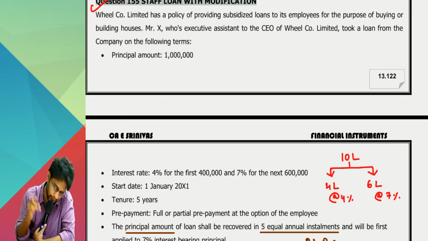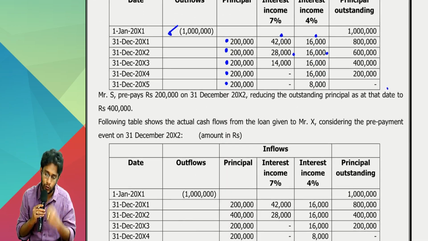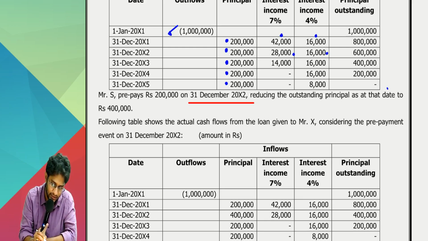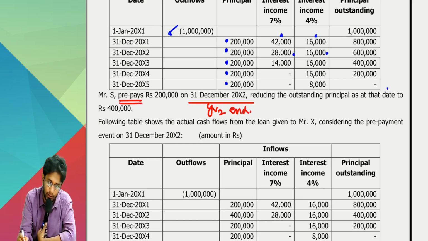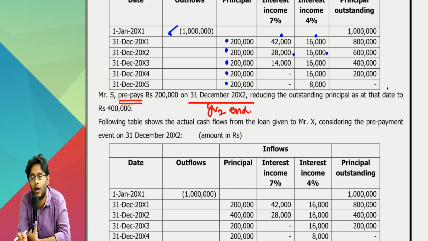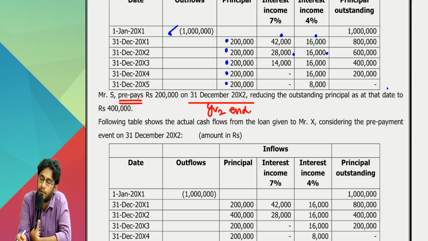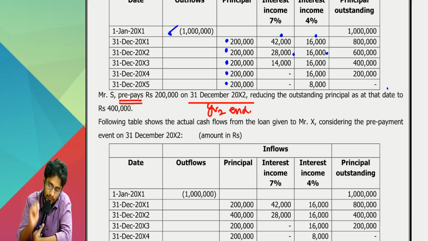Let's see the question now. What did he say? Mr. S prepays 2 lakh rupees on 31st December 2002, which is second year ending. Second year ka installment he anyway paid. The extra prepayment, and therefore reducing the principal balance at the date to 4 lakhs. Normally 10 lakhs loan, first year, second year 2 lakhs. If you pay, outstanding principal should be 6 lakhs. But because of this prepayment of another 2 lakhs, effectively principal became only 4 lakhs.